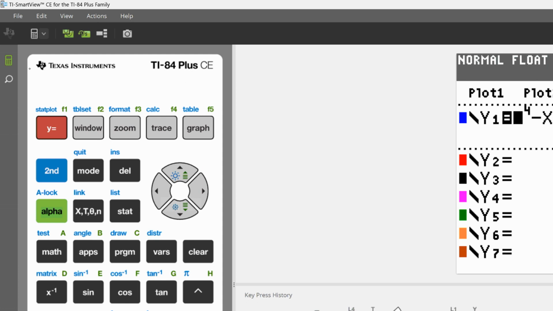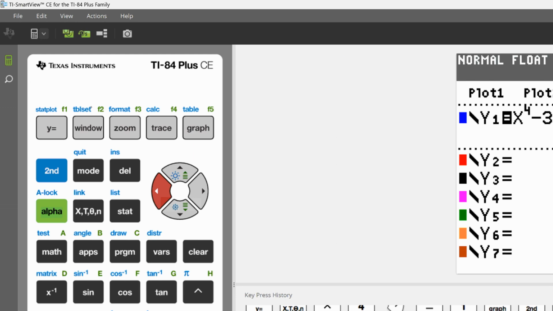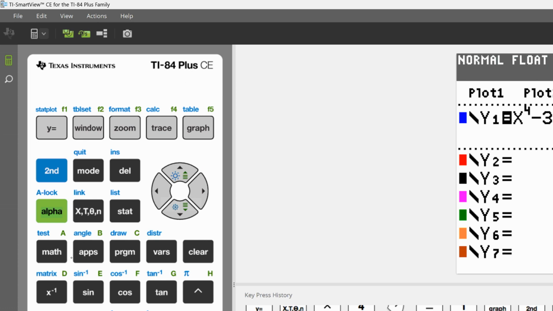Again, x to the 4th minus 3x cubed plus 6x squared plus 2x minus 60. I believe this is the correct equation, yes?